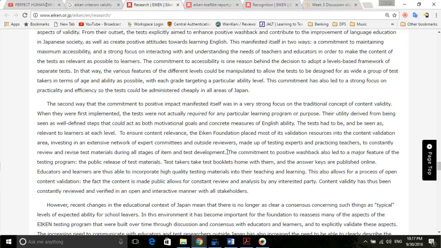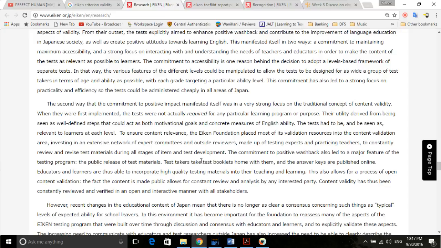Now, another thing that they also mention about the concept of content validity is having their test materials public, releasing the materials publicly. So therefore, students who are going to take the test can see what the content is on the test, and they could study and prepare for it, which they say is a positive washback, which we were talking about last week.